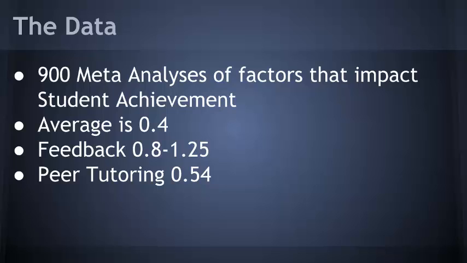What that means is, if you look at one class that doesn't get any feedback, and everything else is average, and they end the year with 0.4 growth, and another class gets really good, adequate feedback, which ranges from 0.8 to 1.25, that class is going to double the achievement of the other class, or almost triple it. And peer tutoring is a little bit above that average, but it's a low-cost item that you can implement into your class that does provide more gains than not doing it.